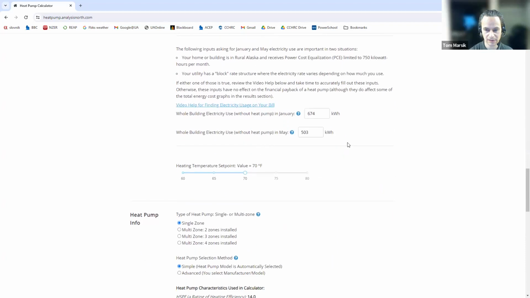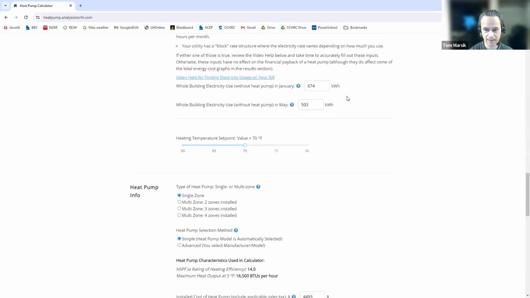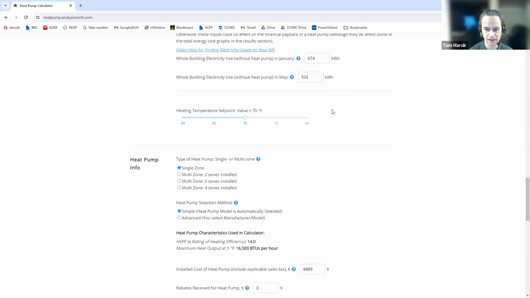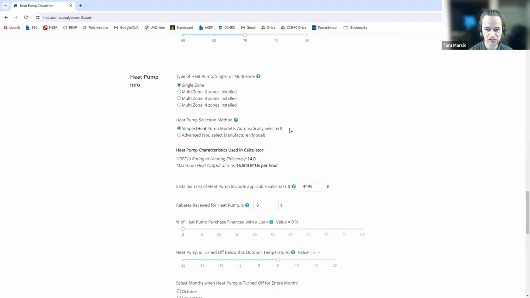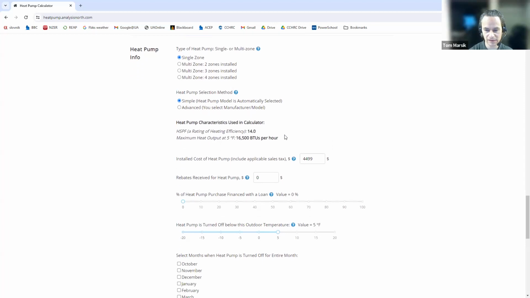I'm gonna go with the same values we used before here for electricity use. Set point 70 degrees Fahrenheit, single zone system. We are using this generic model with 14 HSPF, the heating seasonal performance factor. As you can see, the installation in Fairbanks is more expensive than in Anchorage. That makes sense. Still a pretty reasonable price.